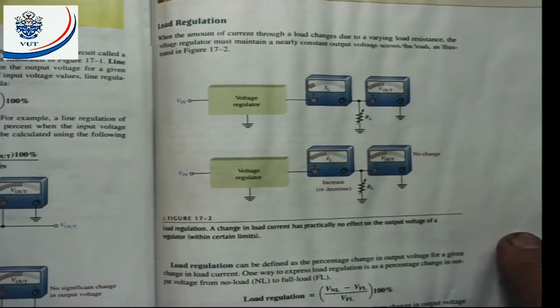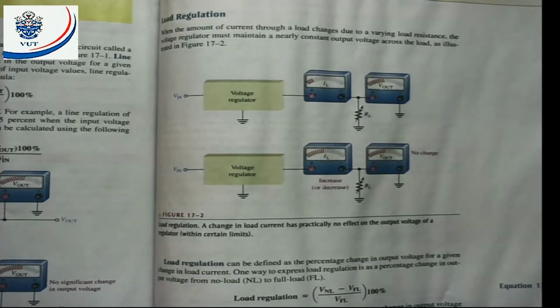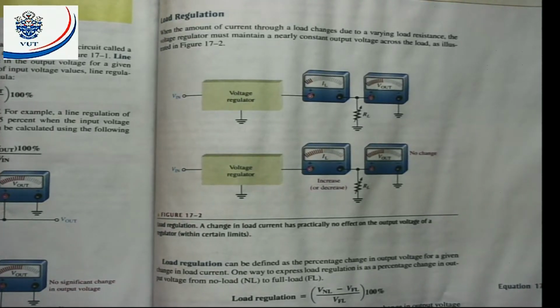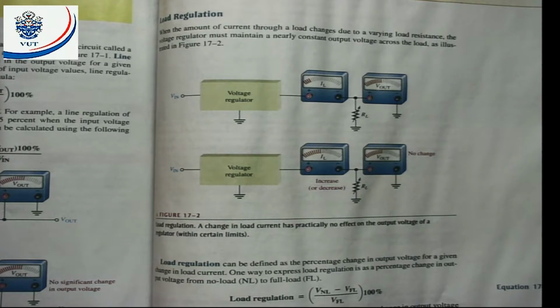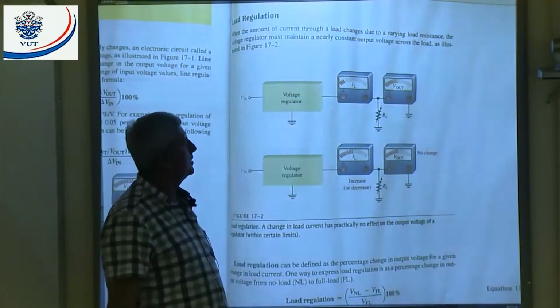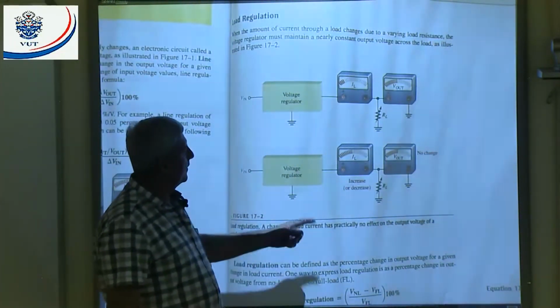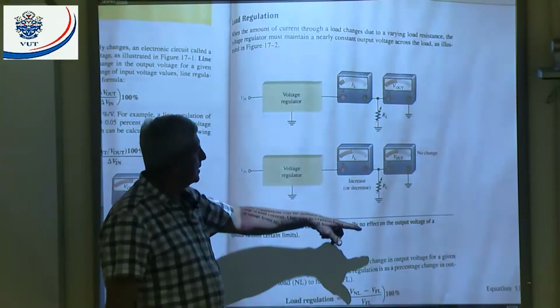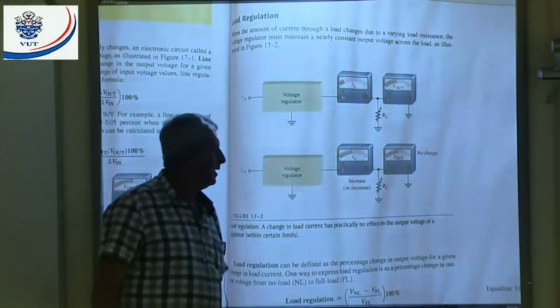Then we're going to look at load regulation. In the case of load regulation, we will normally consider no load and full load conditions. All right. If I look at load regulation, I will consider low load, no load, and full load conditions. There's a voltage regulator. There I measure the load current. I measure the output voltage. If the load current increases or decreases, there shouldn't be any change in the output.